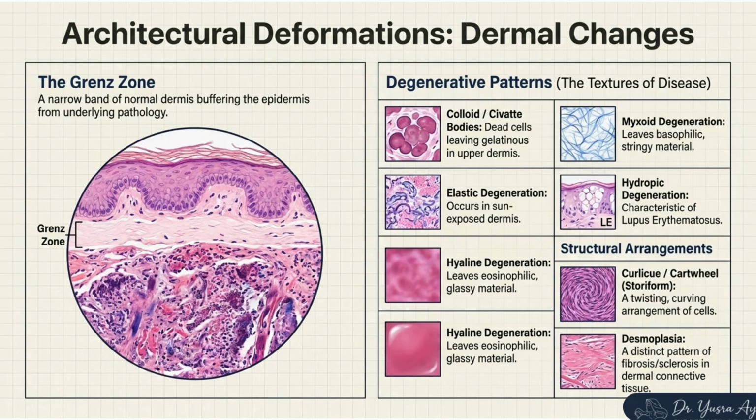Now let's talk patterns. Storiform pattern means spindle cells arranged in a cartwheel or woven appearance. Desmoplasia refers to dense fibrotic stromal reaction. Dermatopathology is really about pattern recognition. The more patterns you recognize, the faster you diagnose.